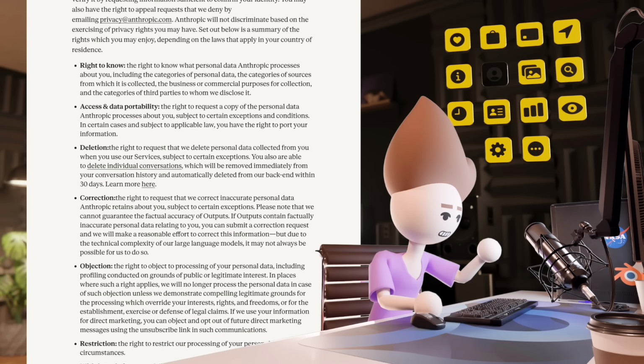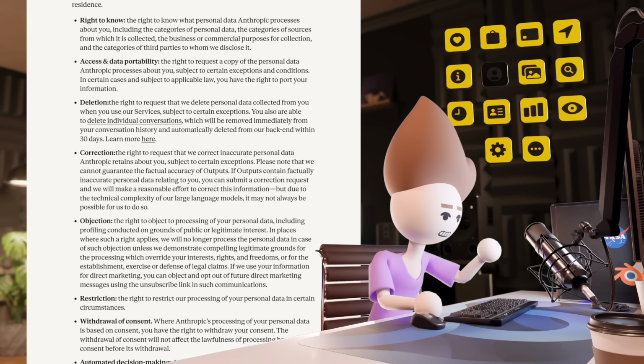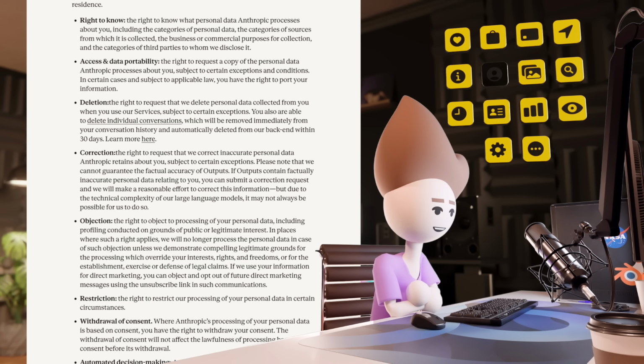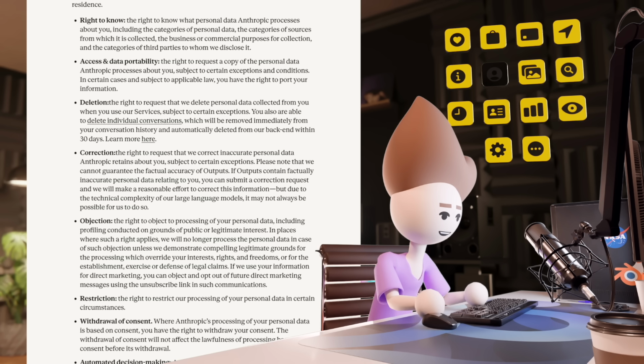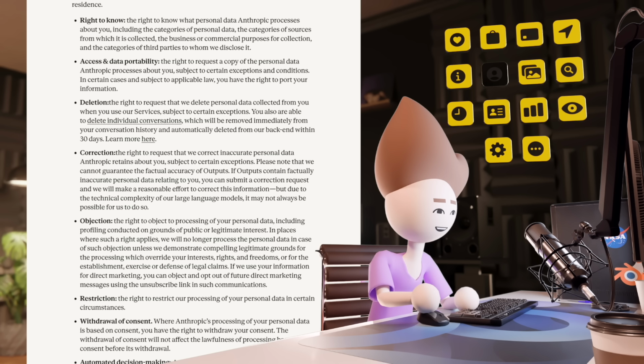Learn more here. Correction. You have the right to request that we correct inaccurate personal data Anthropic retains about you, subject to certain exceptions. Please note that we cannot guarantee the factual accuracy of outputs. If outputs contain factually inaccurate personal data relating to you, you can submit a correction request and we will make a reasonable effort to correct this data. But due to the technical complexity of our large language models, it may not always be possible for us to do so.